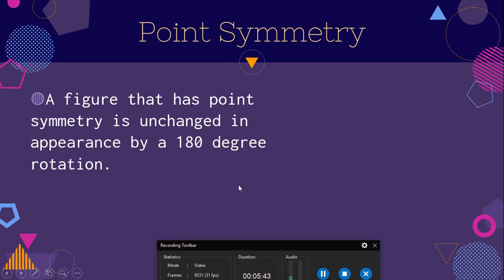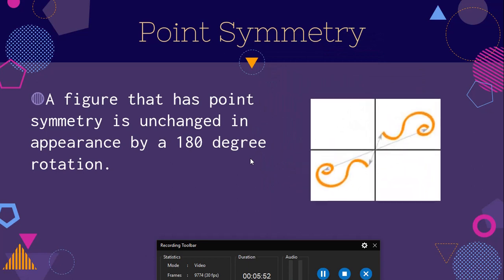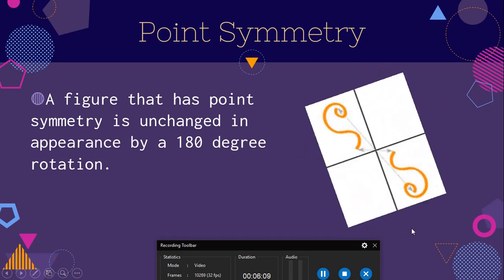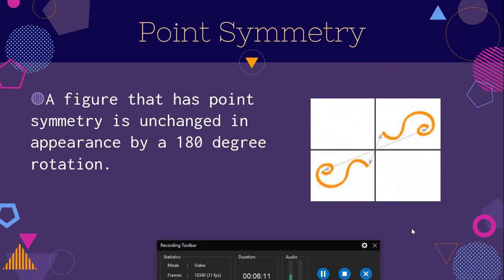So again, if your figure has point symmetry, when you rotate the figure 180 degrees, it should appear unchanged. We have a swirl contained in quadrant 1. If we rotate this 180 degrees, the swirl will end up in quadrant 3, or vice versa. But the center of rotation is right here at the origin in the center of my grid. So if I rotate it, you can see at 180 and then again at 360, it's an identical image.